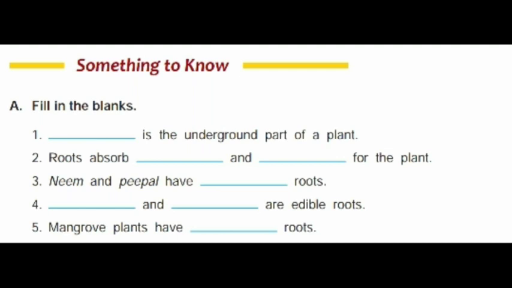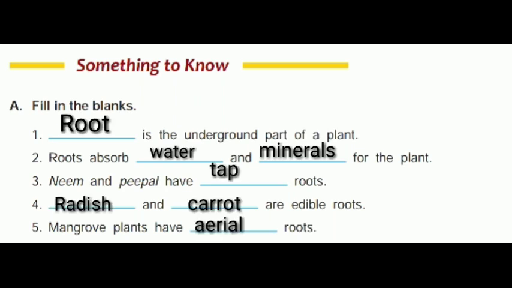Yes, time's up. Now it's time to reveal the answers. So the answers are here. The underground dash is the underground part of a plant. So which is the underground part of the plant? It is the root. Next, roots absorb dash and dash for the plant. So roots absorb what for the plant? They absorb water and minerals for the plant.